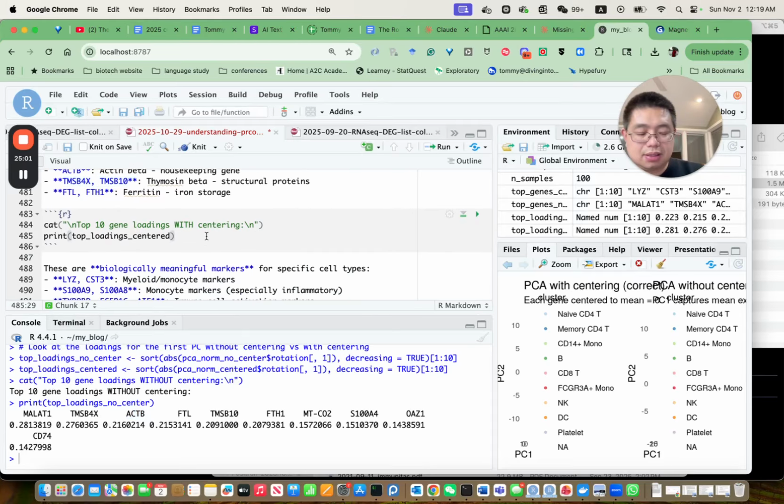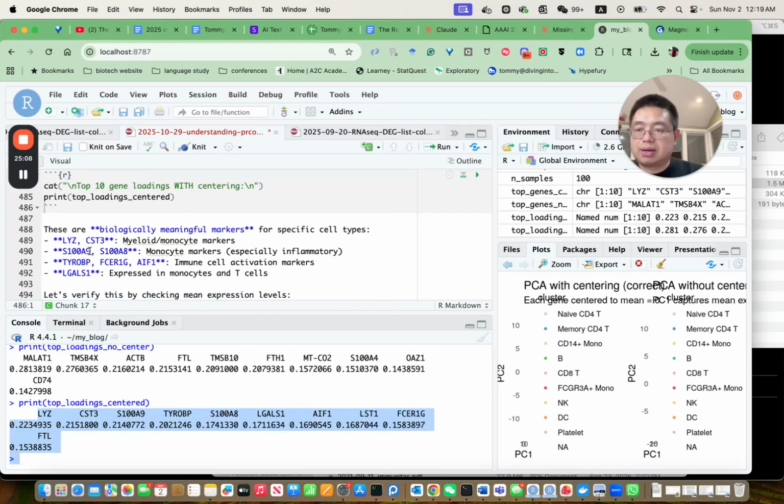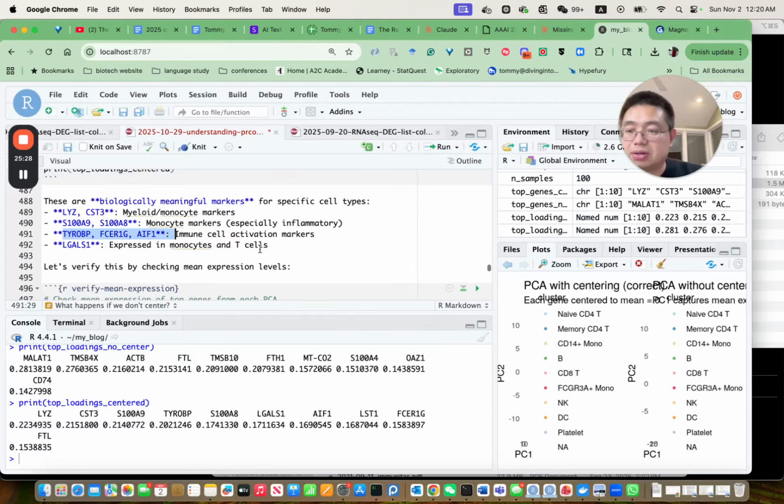And if you look at the loadings after you center the data, now those genes, for example, LYZ, CST3, are myeloid monocyte markers, and S100A9 and S100A8 are monocyte markers as well. And those other three genes are immune cell activation markers. So it's capturing more biological meaning, or variance, in your data.